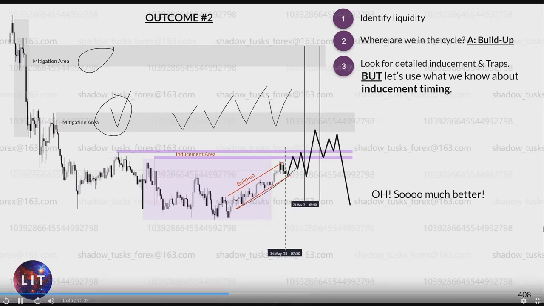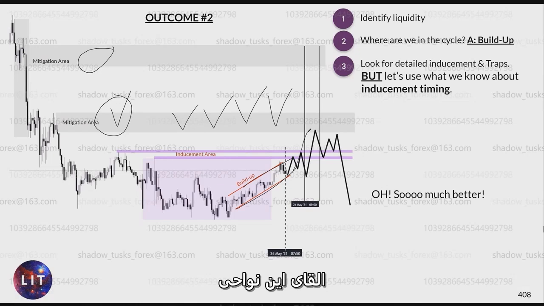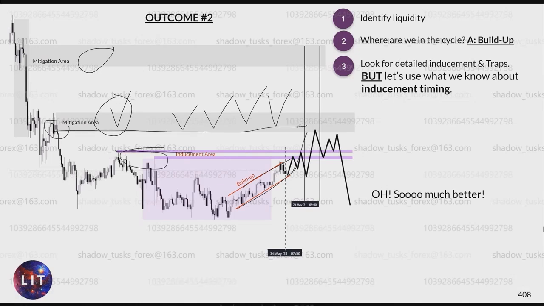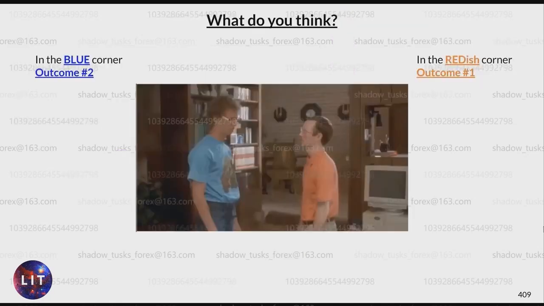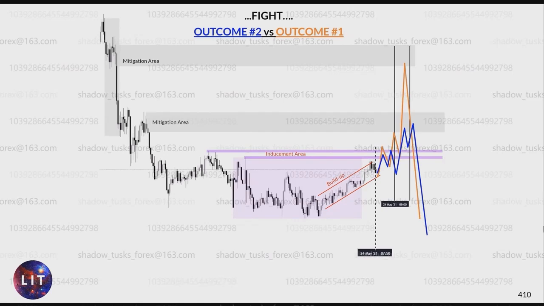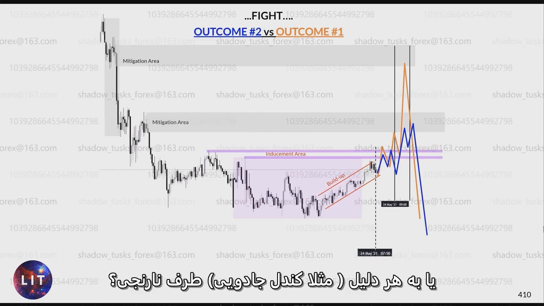We have our build-up, inducement of these areas into mitigation area lined up with timing. So question, what do you think? Are you in the blue corner or in the red corner? Ready? So which corner do you pick? Is it the blue corner or is it the, for some reason, magical candle orange corner?